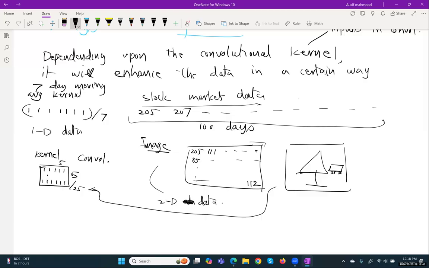And I apply 2D convolution to it, meaning I put the kernel over here, then I multiply, add the pixels and go to the right. So can you tell me what effect will this kernel have on this image after I do the convolution? What will it do?